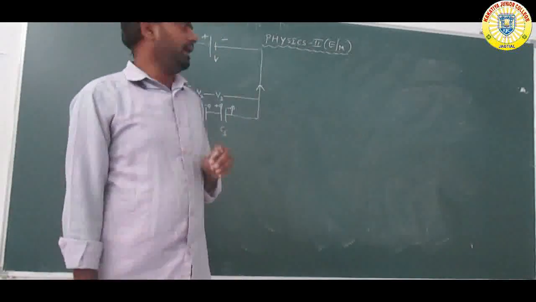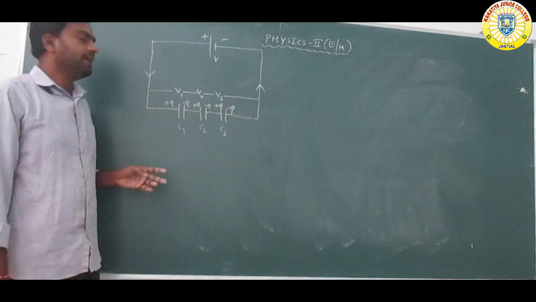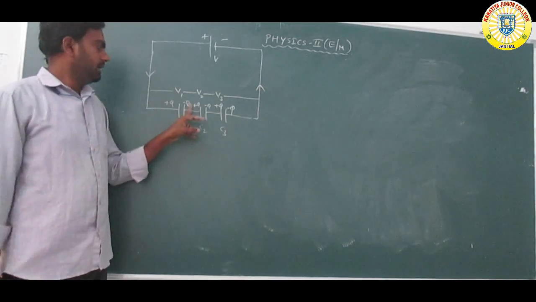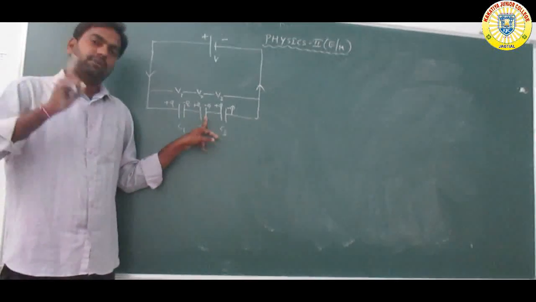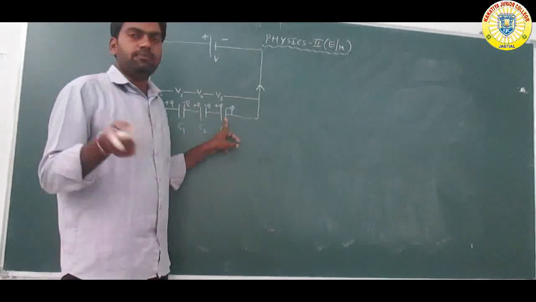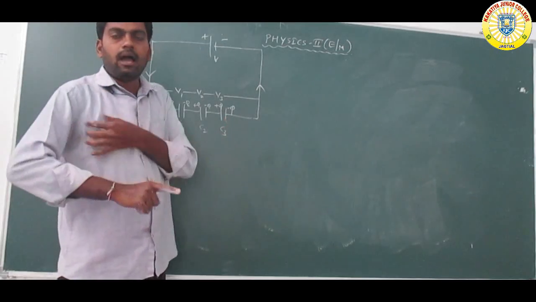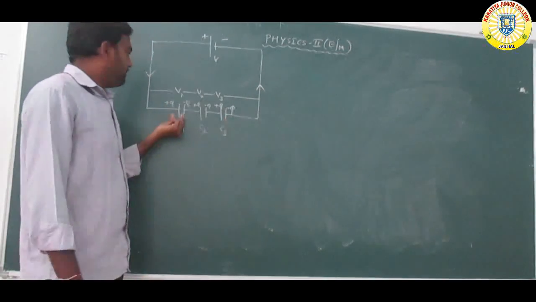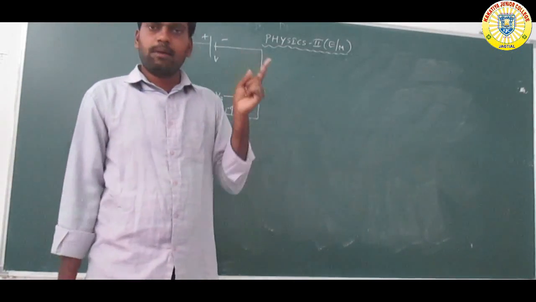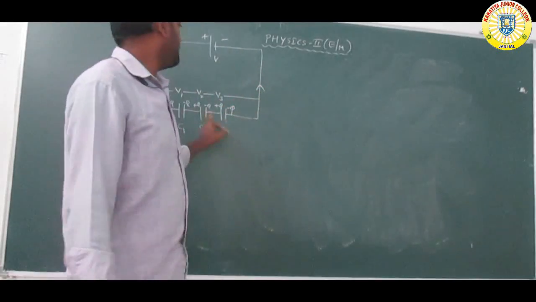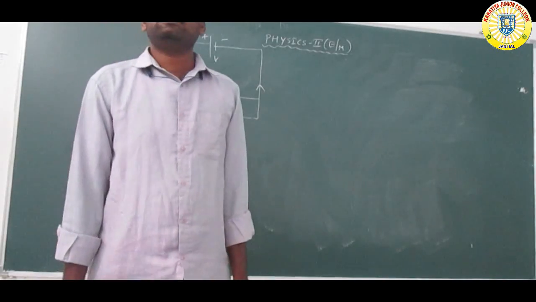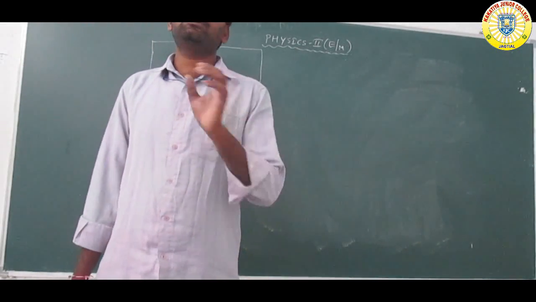In this series combination, the second plate of the first capacitor is connected to the first plate of the second capacitor, the second plate of the second capacitor is connected to the first plate of the third capacitor, and so on. The first plate of the first capacitor and the second plate of the last capacitor are connected to the opposite terminals of the battery.